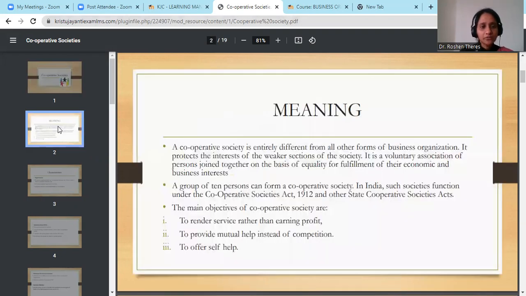So, what is the meaning of cooperative society? What are the characteristics of the societies? What are the advantages? What are the disadvantages? So, that will be the discussion topic today.